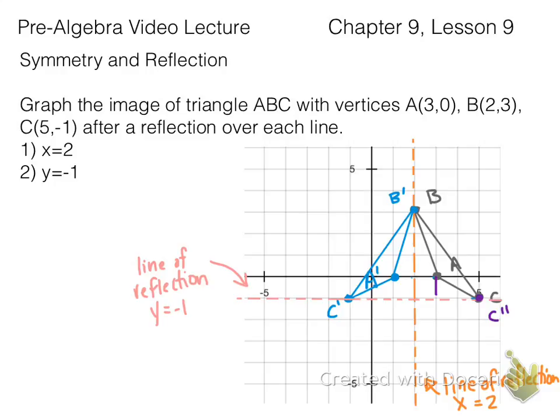All right, A is 1 unit from the line of reflection, so A double prime is 1 unit from the line of reflection. Now B is, I think, 4 units, 1, 2, 3, 4 units from the line of reflection, so therefore B double prime is also 4 units from the reflection line, and there it is. So connect those dots again, and we have the other reflection.